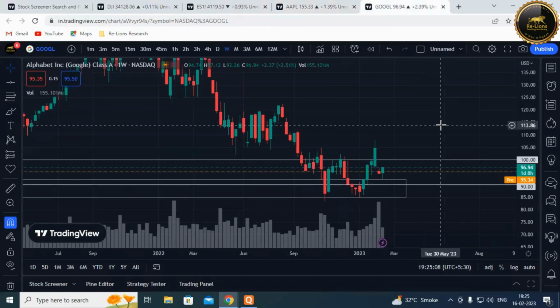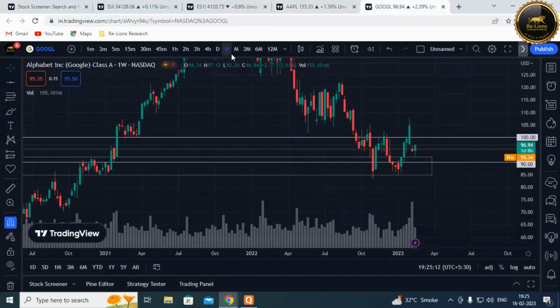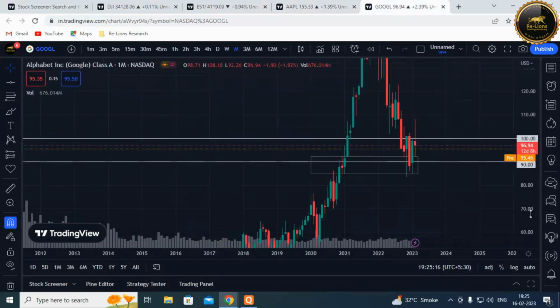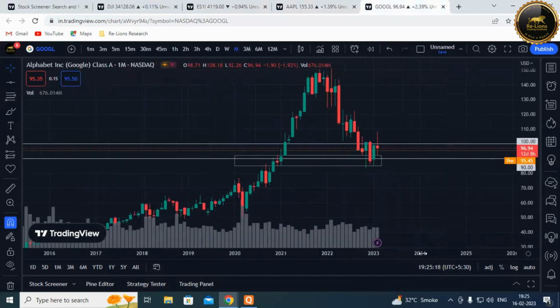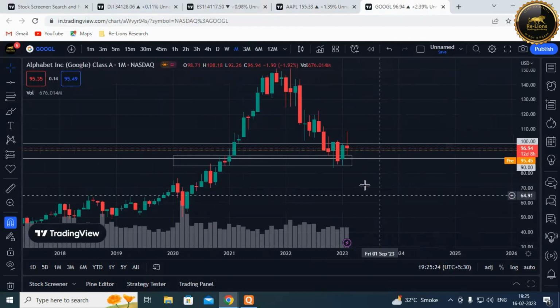But we have a different picture in Google. So Google is taking support. If you look at the weekly charts, or for that matter a monthly chart, you will see that the price is being rejected from the lower levels. Google has a very strong support at 90.